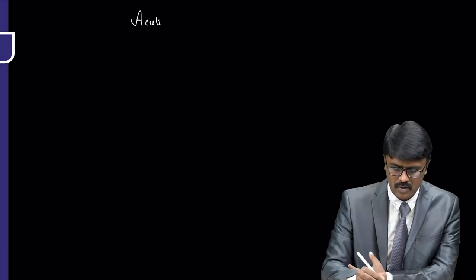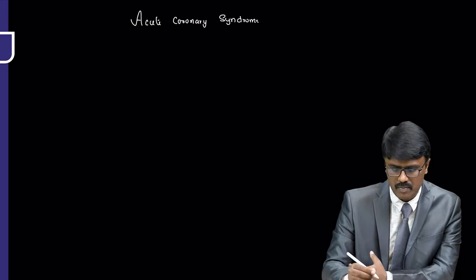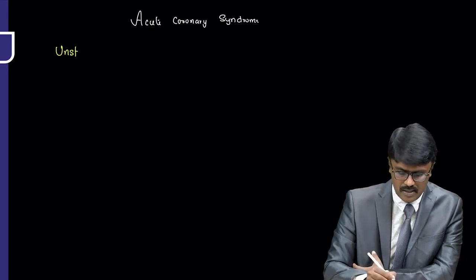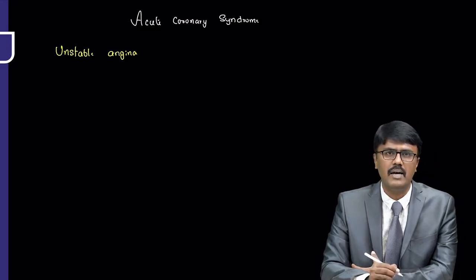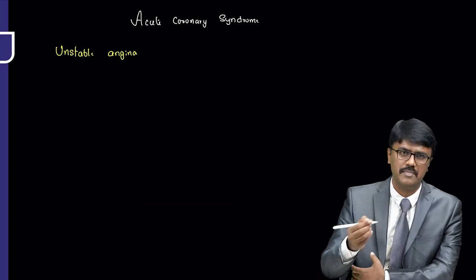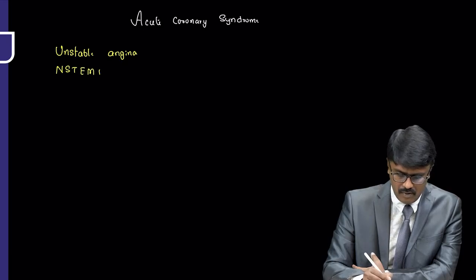Okay, so moving on to complications of angina pectoris. So it can lead to a problem I told you already, the acute coronary syndrome. So the patient may end up with acute coronary syndrome. So we have a complication called unstable angina. Unstable angina is nothing but the plaque is unstable and it is progressing. And one more is non-ST elevation MI. And one more is ST elevation MI.